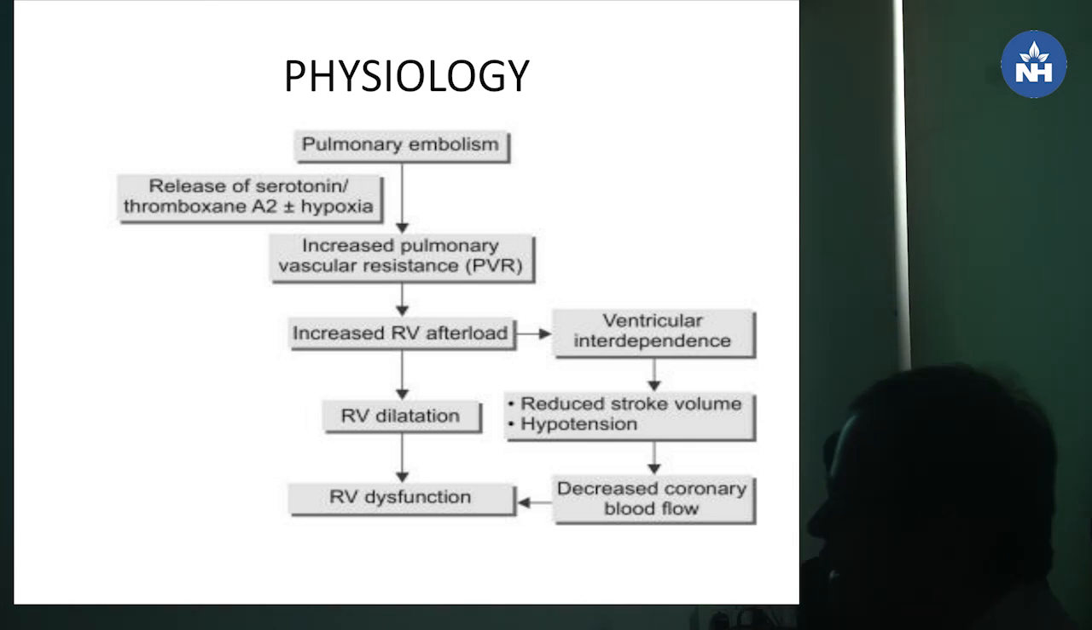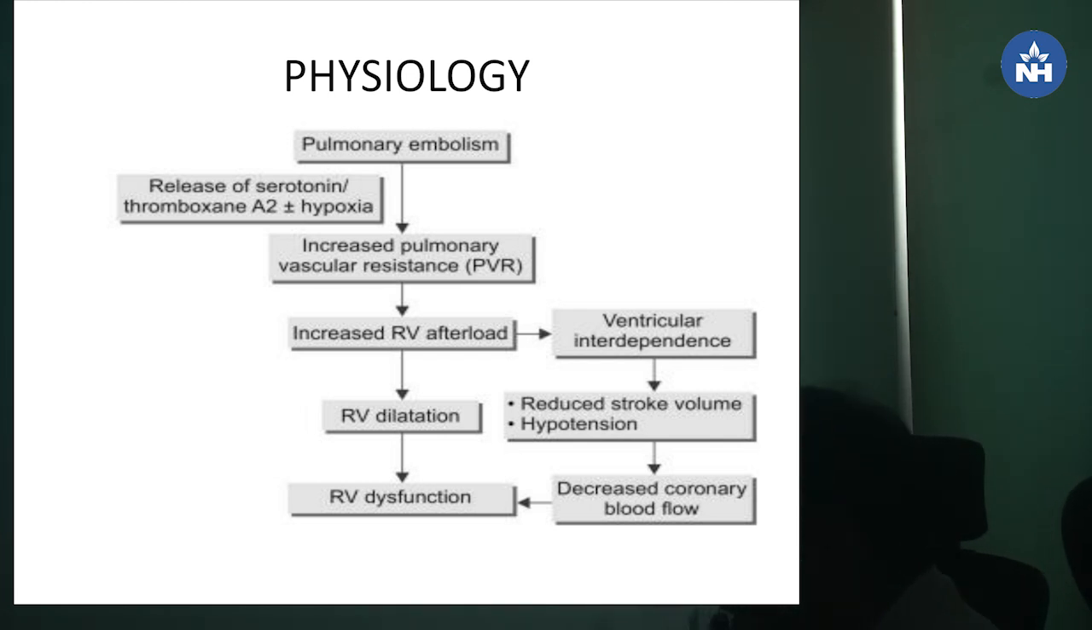Now pulmonary embolism. From DVT next comes pulmonary embolism, which is another common phenomenon and we encounter it more commonly in ICU. So in pulmonary embolism there is an increased pulmonary vascular resistance because of release of serotonin and thromboxane A2 and hypoxia. This leads to increased right ventricular afterload, which causes RV dilatation and dysfunction. And as there is ventricular interdependence, there is a reduced stroke volume, hypotension and decreased coronary blood flow.